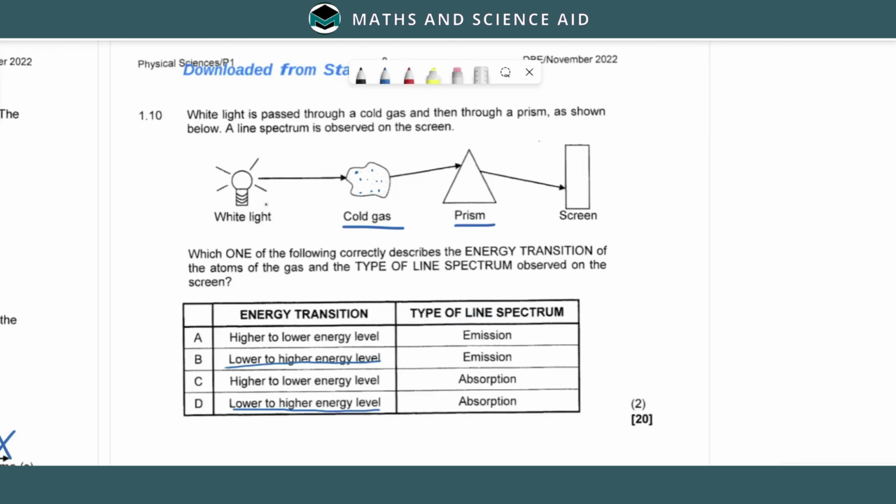So initially this was white light, right, with all the wavelengths, but now the cold gas will absorb some of the frequencies of light, and then when this light is passed through a prism, there will be some dark gaps for the light that has been absorbed, and we call that nothing other than a line absorption spectrum. So the answer is D for 1.10.